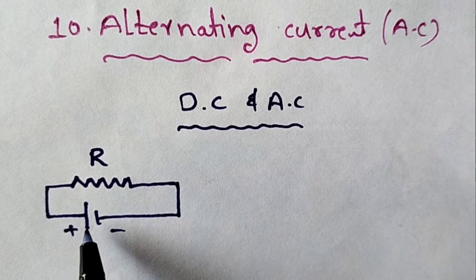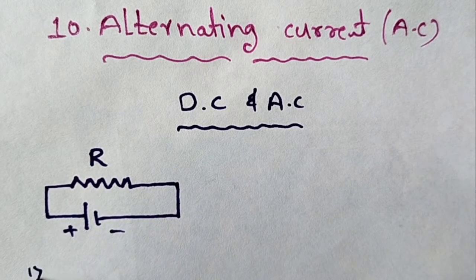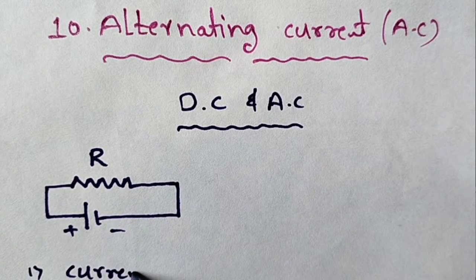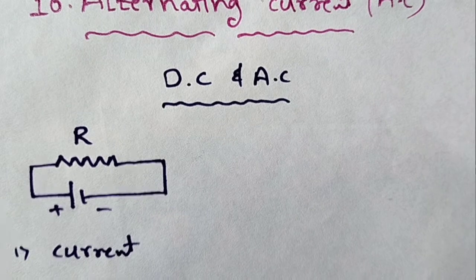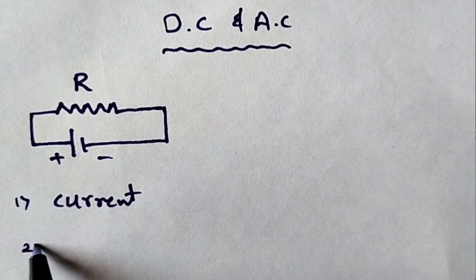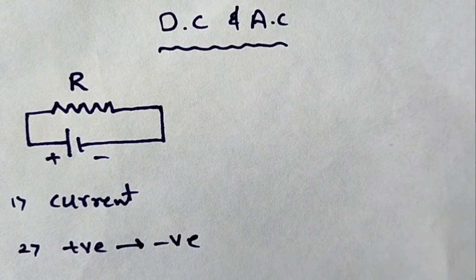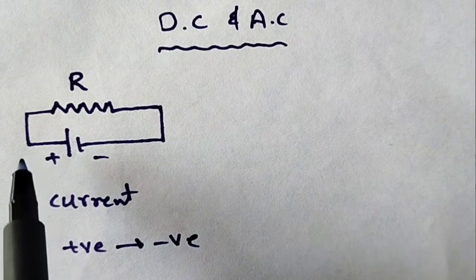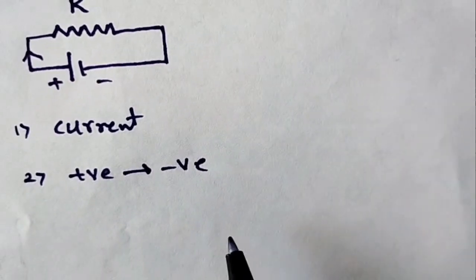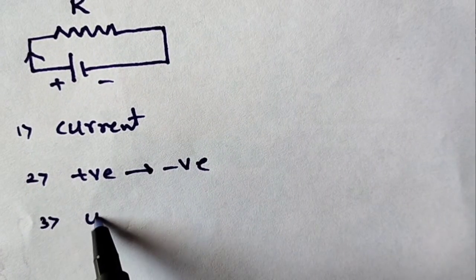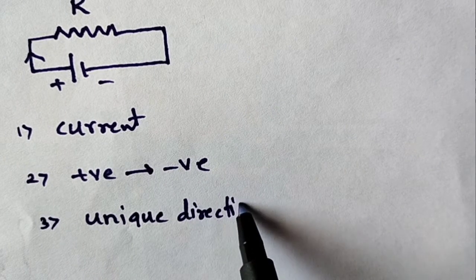When the battery is connected to the resistor, what happened? Current is established. Current will be produced. And what is the direction? It moves from the positive terminal to the negative terminal. So this indicates the current direction. And third, it is a unique direction. Unique direction means a single direction.